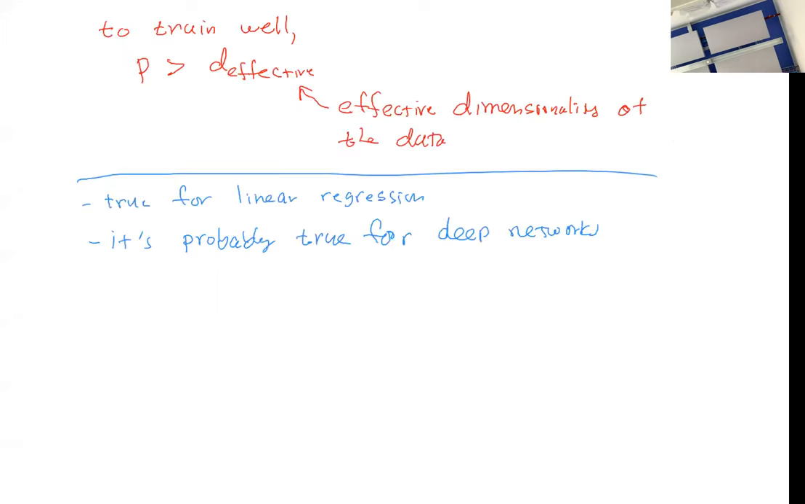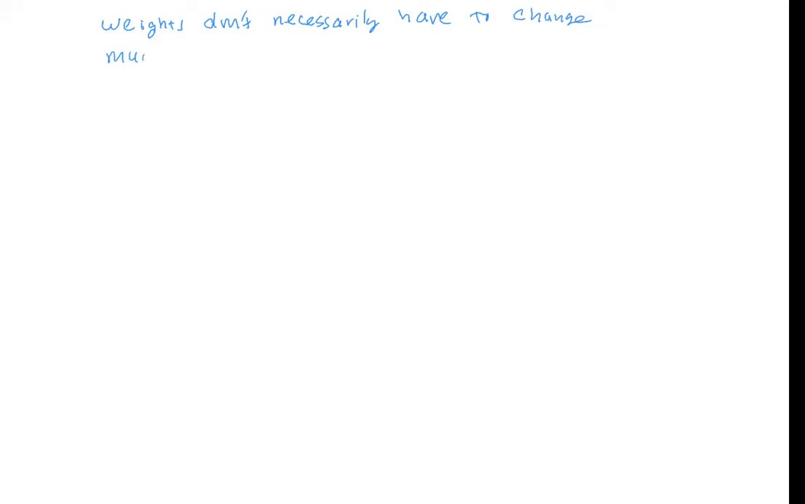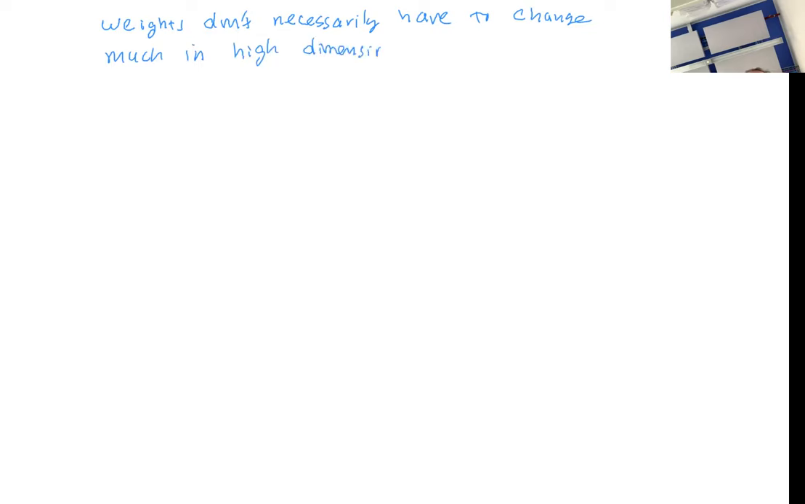The second important point is that weights don't necessarily have to change much in high dimensions. And that's important because, in high dimensions, meaning when there are lots of weights. And the reason that's important is because in the brain, there are lots of weights.